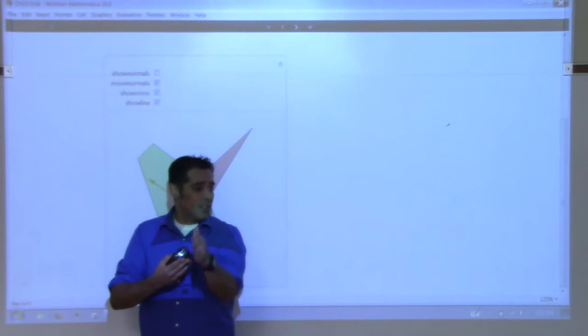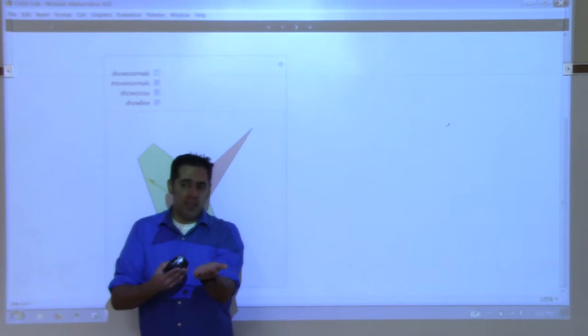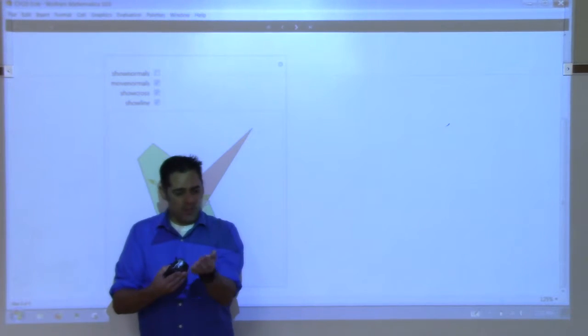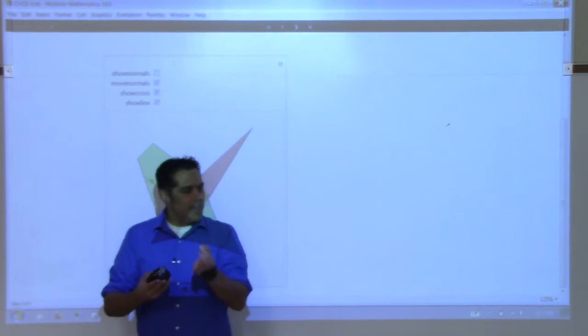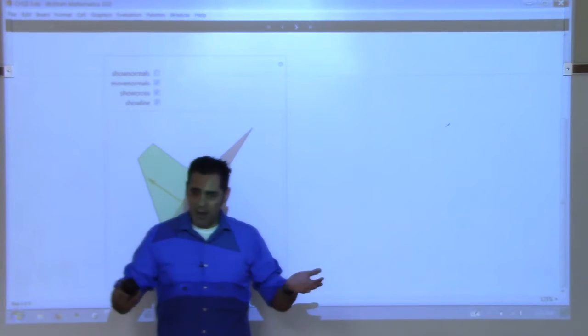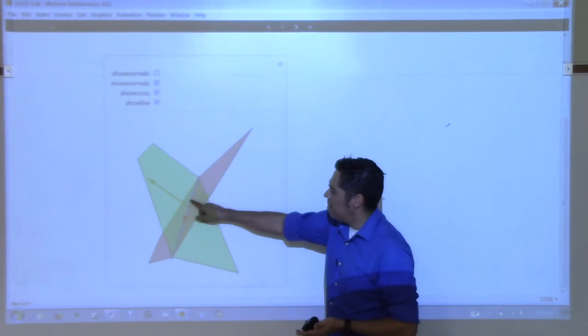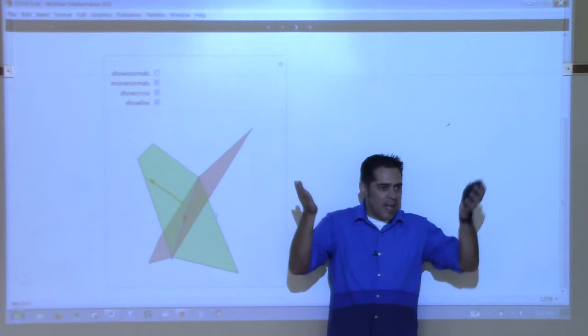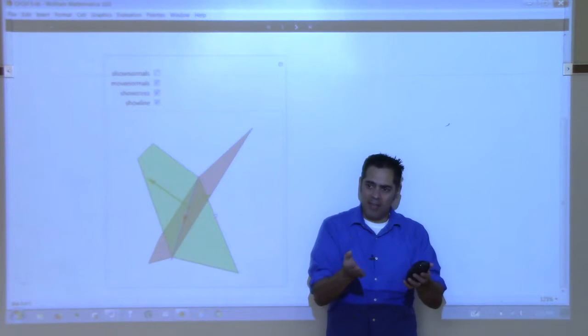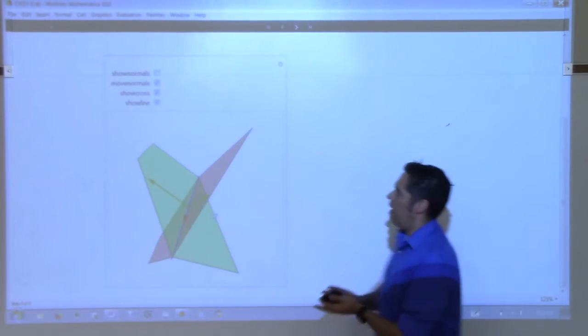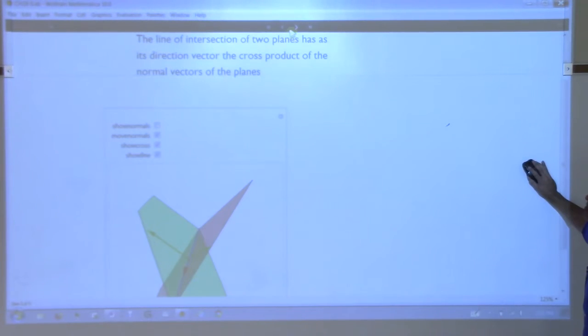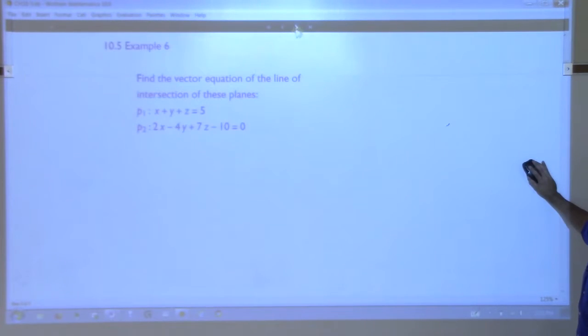Now that just gives us the direction vector. What do we still need? Some initial point. Well, that's any point on the line, right? And any point on this line would be any point that satisfies both equations of the planes at the same time. So we'll get to that, but this is actually not going to be as difficult as it might seem.